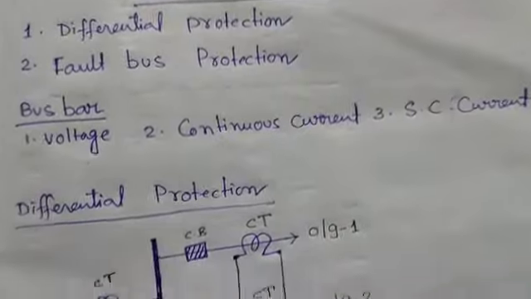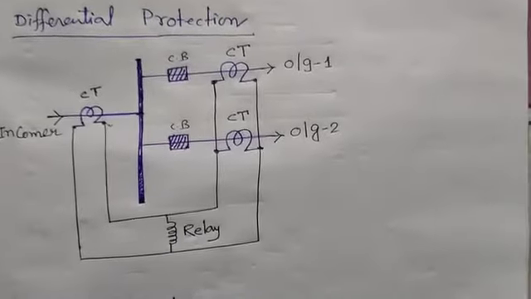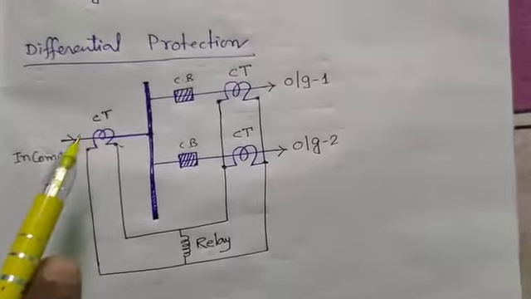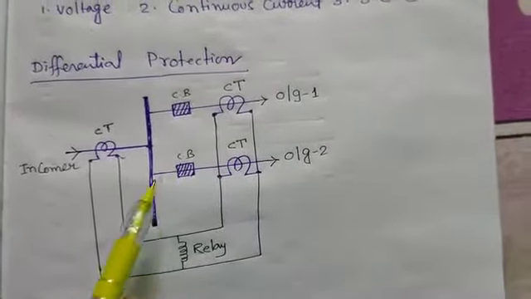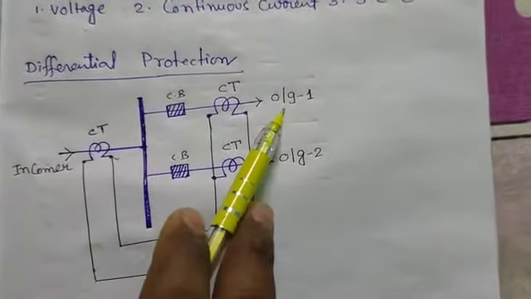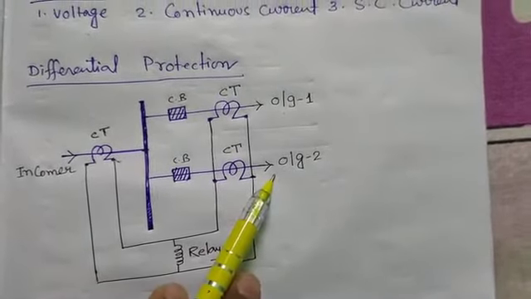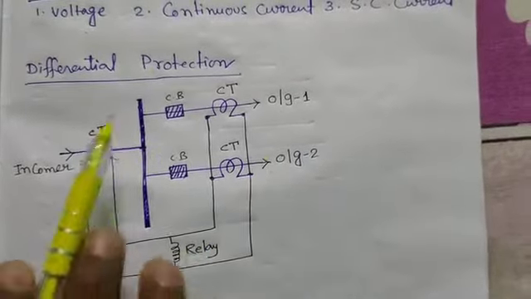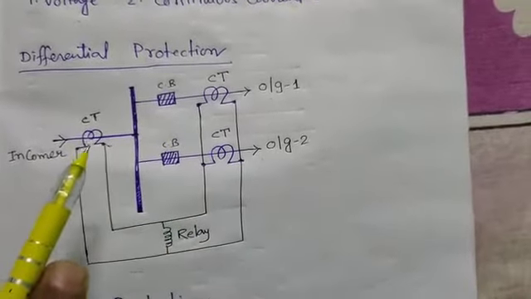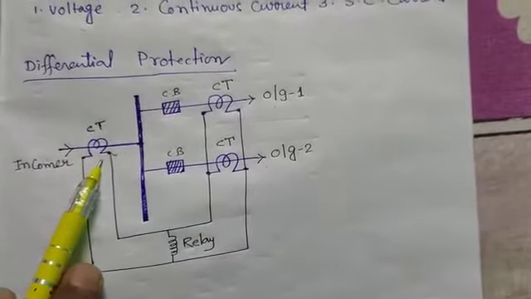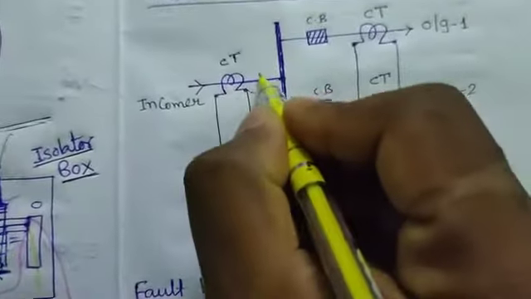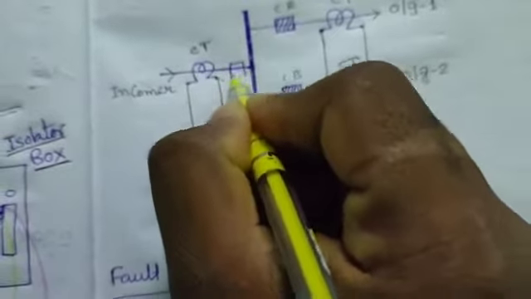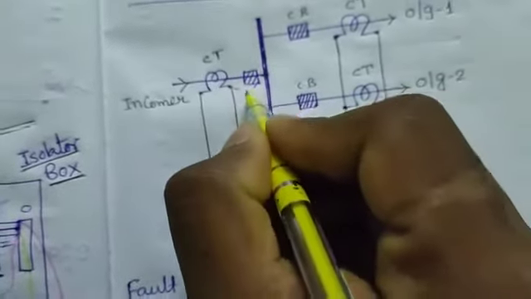So differential protection of the bus bar. Suppose this is the incoming line, this is the bus bar and these are the outgoing 1 and outgoing 2 lines. As far as the differential protection is concerned, we are connecting the incoming line CTs. Here we have to draw a circuit breaker, CB.